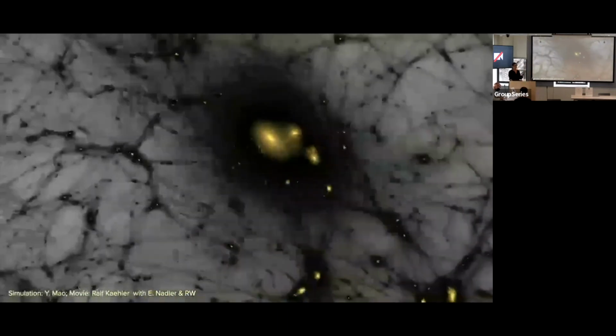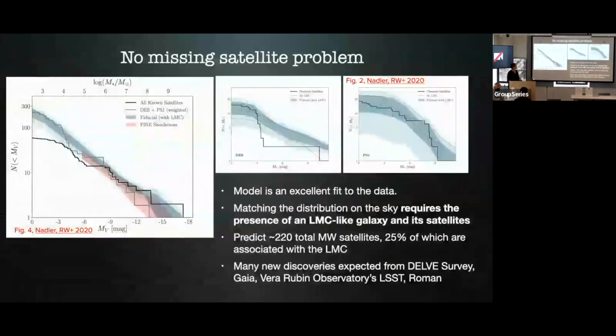Okay, so we do that analysis. What do we find? Well, the first thing, some of you might have heard about this thing called the missing satellite problem. There's no missing satellite problem. So what I mean by saying there's no missing satellite problem is we have reasonable models that get the right number of satellites. And that is because some of the low mass halos do not light up, which we kind of expect. So we have a model which is an excellent fit to the data.